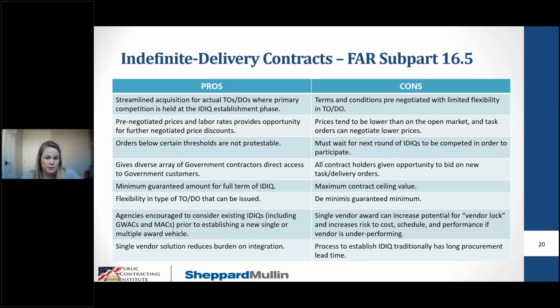And while the process for placing orders may be streamlined, the process for actually establishing an IDIQ can take a long time. Again, dealing with primarily FAR Part 15 contracting procedures, requiring full and open competition, it can be a lengthy process.